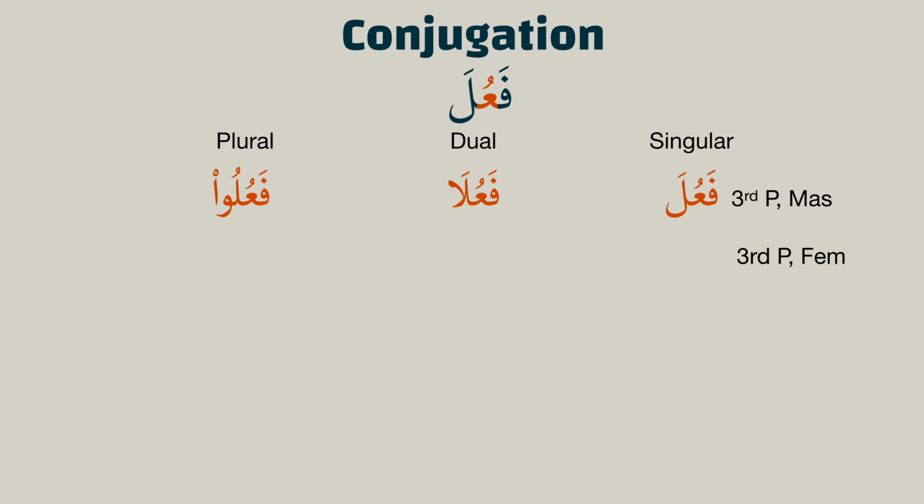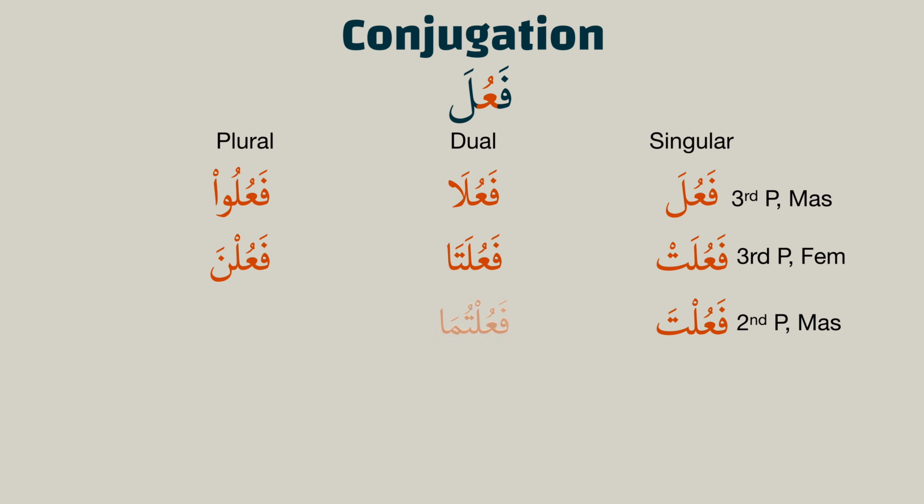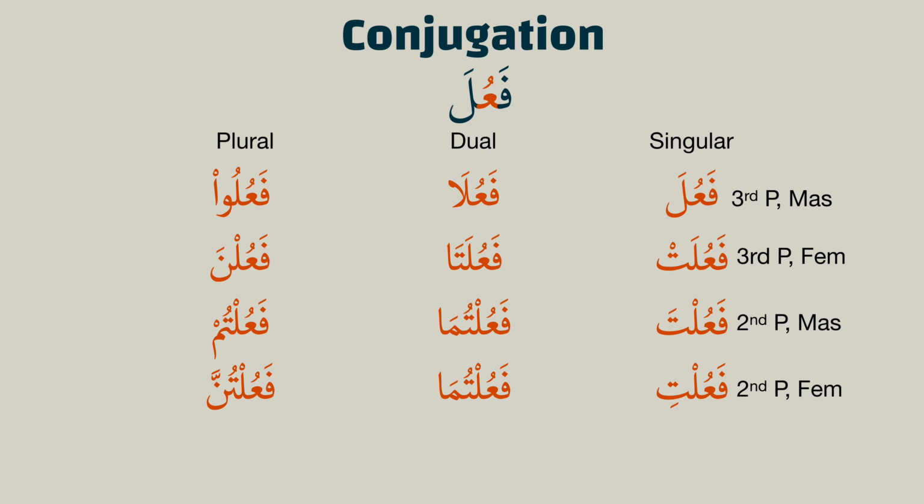Next is fa'ula, with a dhamma on its middle radical. Keeping that in mind, let's conjugate it quickly. Starting from third person masculine. Fa'ula, fa'ula, fa'ulu. For feminine, fa'ulat, fa'ulata, fa'ulna. Now, for second person masculine, fa'ulta, fa'ultuma, fa'ultum. For feminine, fa'ulti, fa'ultuma, fa'ultunna. And now for first person, both masculine and feminine.